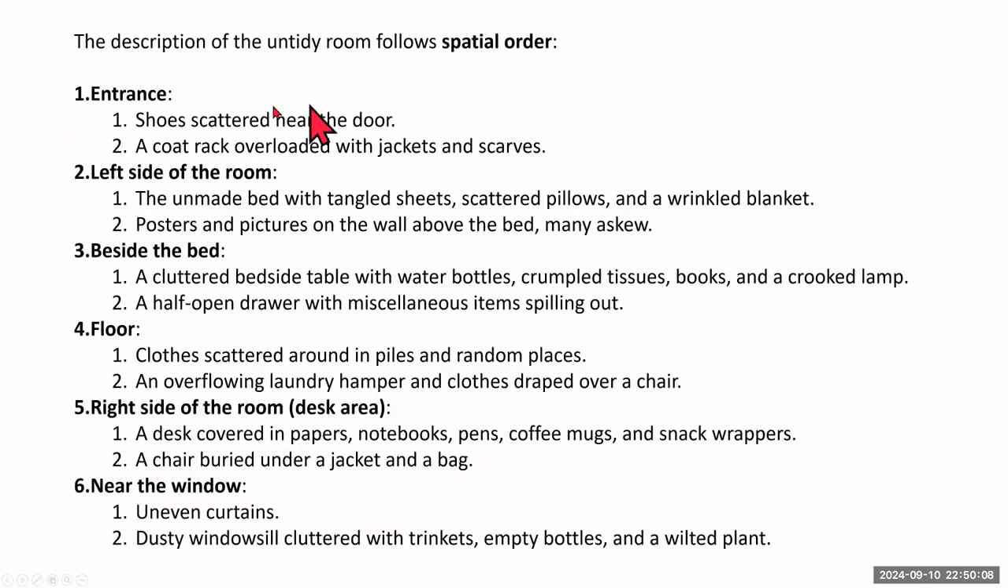So this is spatial order. We started with the entrance, with the shoes and the coat rack, and then the left side of the room with the unmade bed and posters and pictures on the wall. And then beside the bed, you have a bedside table and a half-open drawer. And then the floor with clothes scattered around and an overflowing laundry hamper. And then on the right side of the room, we have a desk and a chair. And then finally near the window with the curtains and the windowsill.